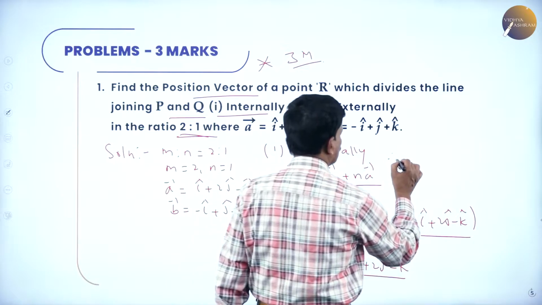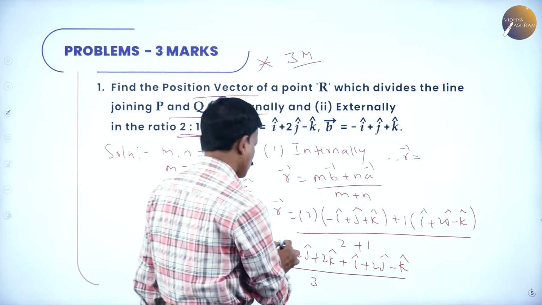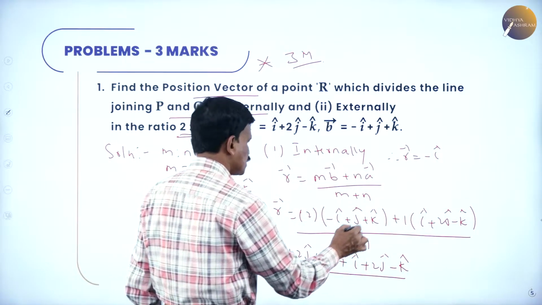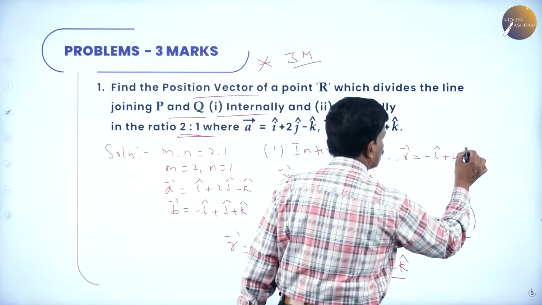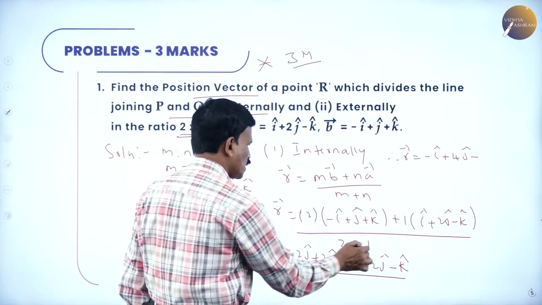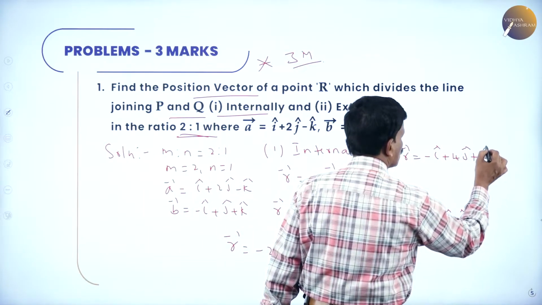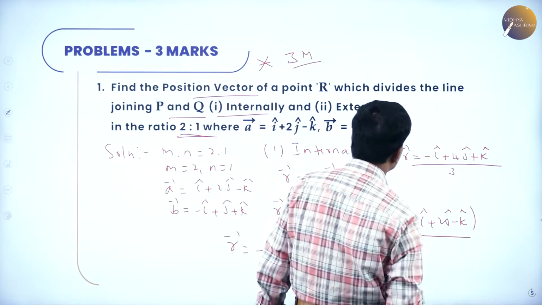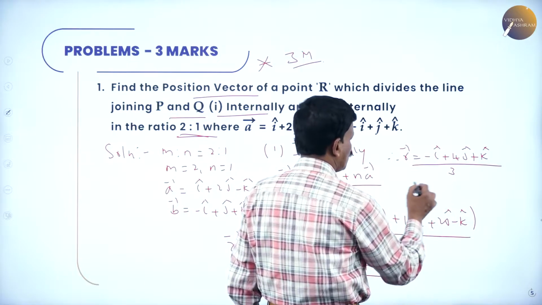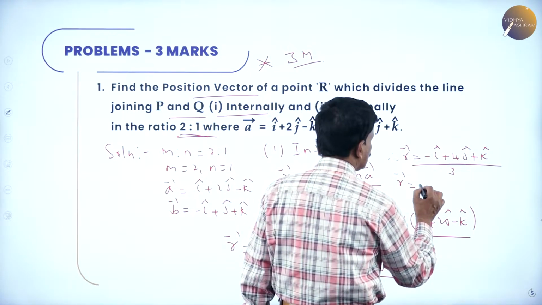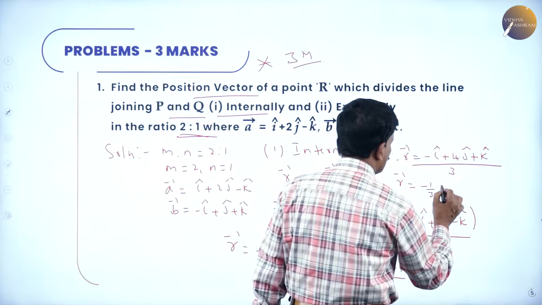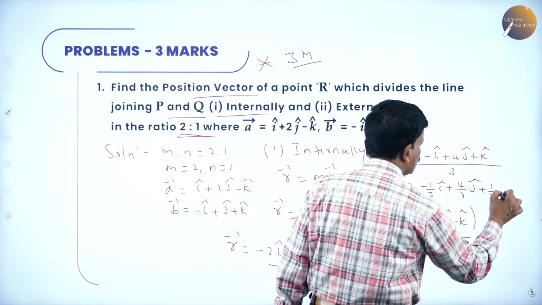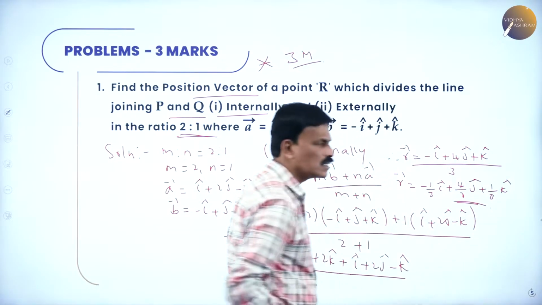So, therefore, vector R is equal to minus 2i plus i is minus i, again 2j plus 2j is plus 4j, plus 2k minus k is plus k cap, divided by 3. This is divided by 3. So, if you want, you can write vector R is equal to minus 1 over 3 i plus 4 by 3 j plus 1 by 3 k cap. This is the internal division.